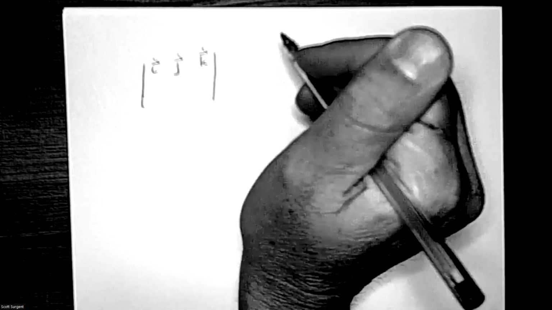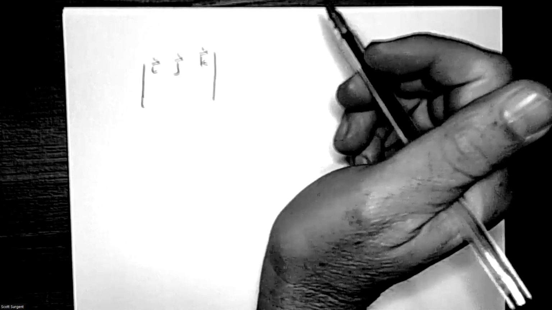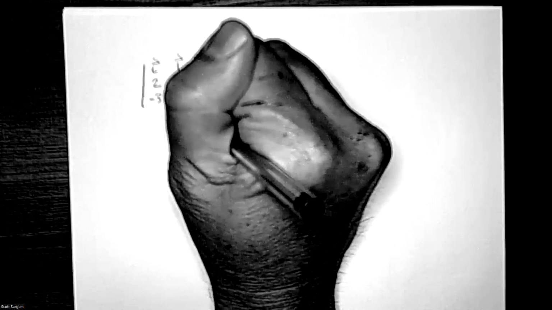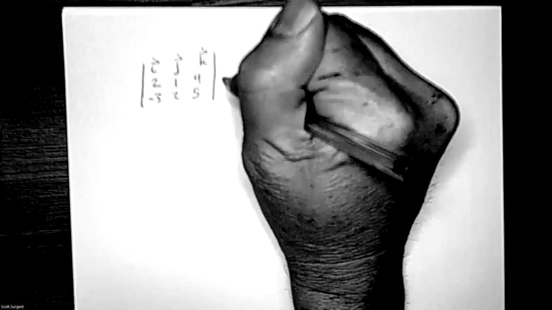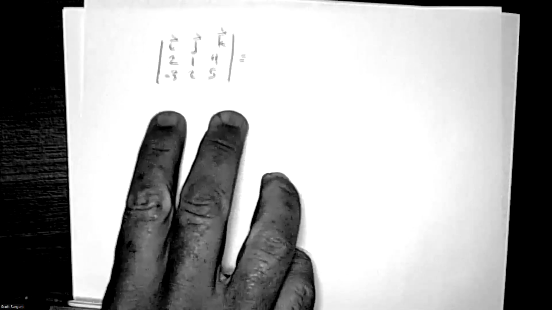Well, let me, I don't want to give you a one-size-fits-all answer. I'm going to make up an example here. I'm just going to make up a couple of vectors. This is a cross product. The vectors are 2, 1, 4 and -3, 2, 5, let's say.